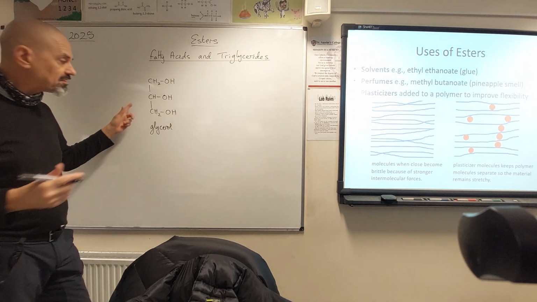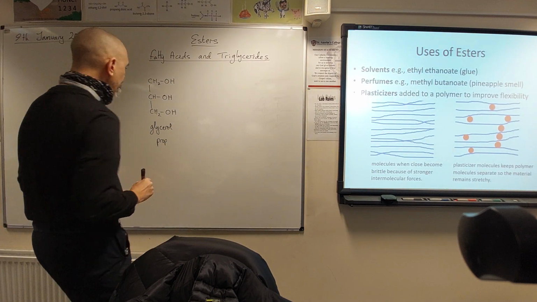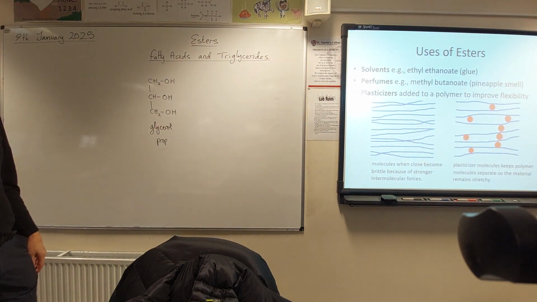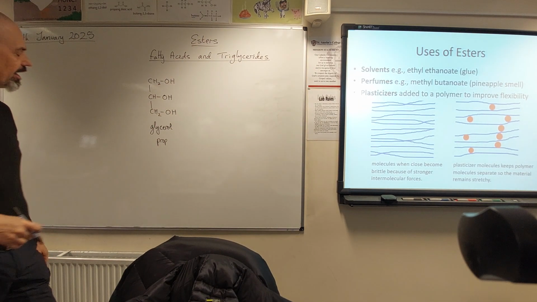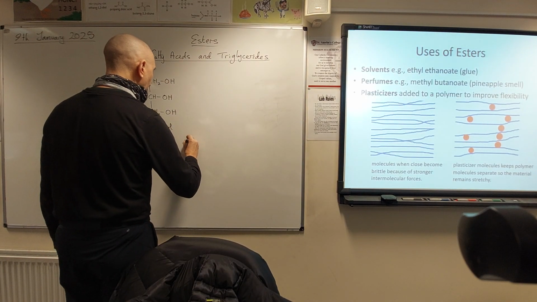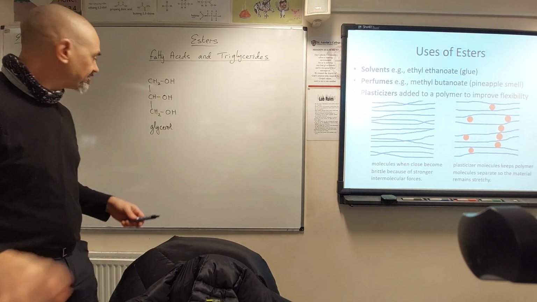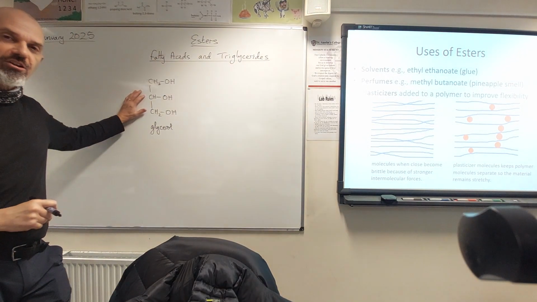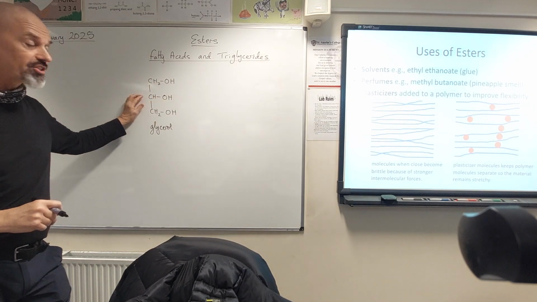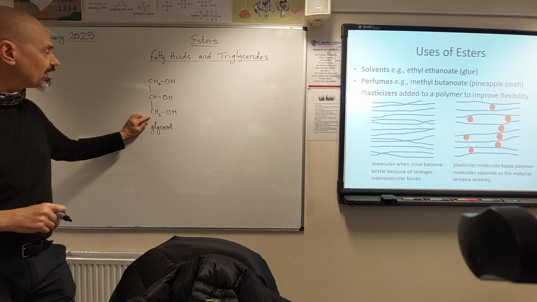So 3 carbons, so it's prop-something. We've got 3 alcohols, so it's going to be a triol. The 3 alcohols are on 3 different carbons, so carbon 1, carbon 2, carbon 3.